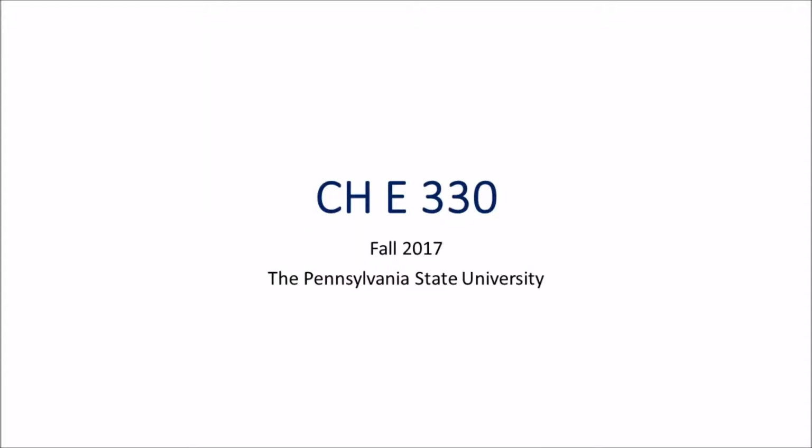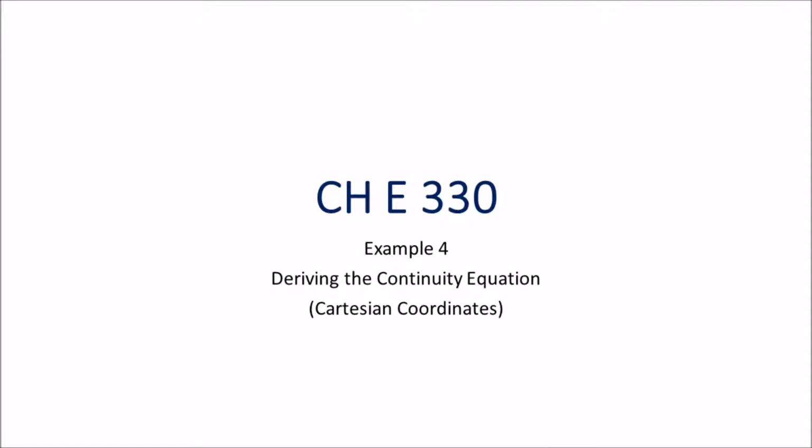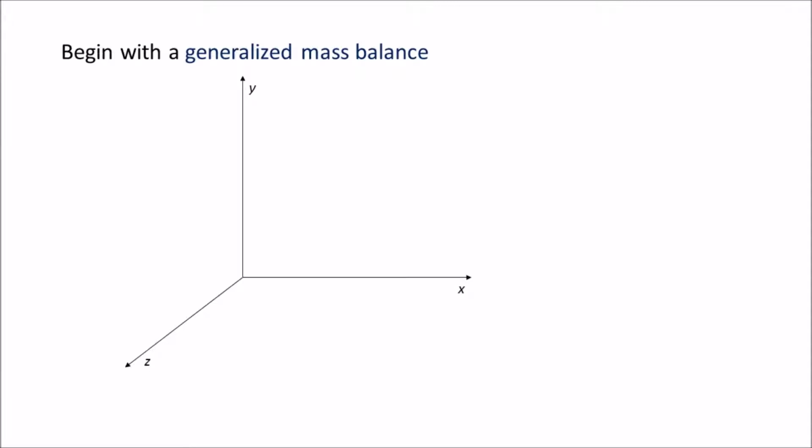Today we'll be continuing our video example series for Chemi 330 with our fourth example, a derivation of the continuity equation in Cartesian coordinates. The approach starts with a generalized mass balance. We draw a control volume in the Cartesian coordinate system with sides of lengths delta x, delta y, and delta z.